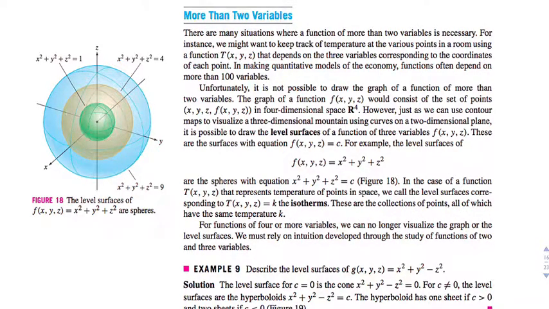However, just as we can use contour maps to visualize a 3-dimensional mountain using curves on the 2-dimensional plane, it is possible to draw the level surfaces of a function of 3 variables.